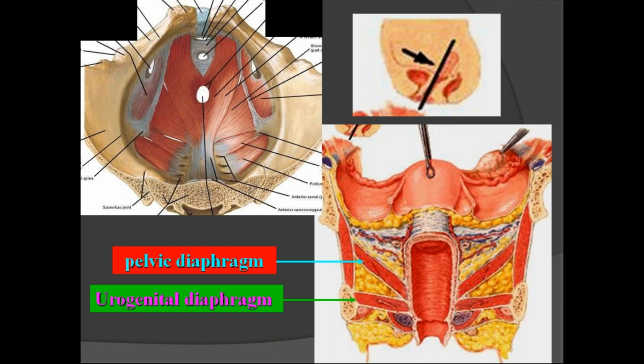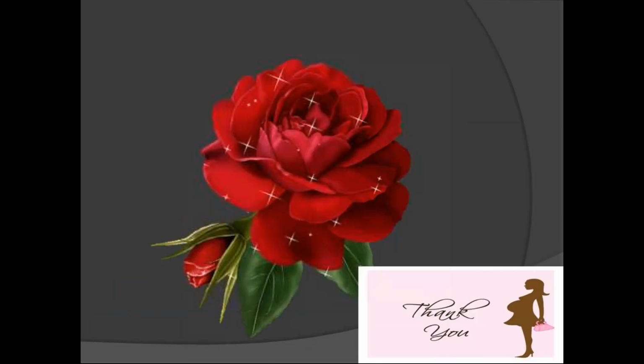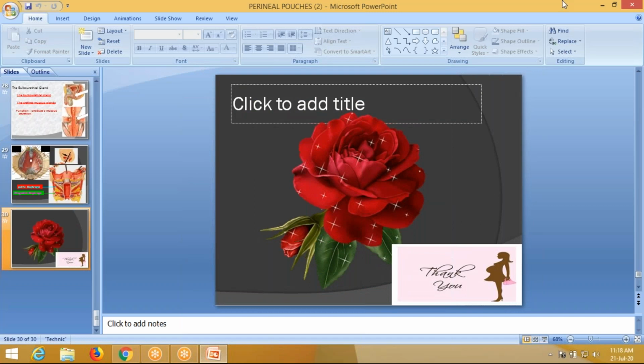So urogenital diaphragm is different and deep perineal pouch is different. Urogenital diaphragm is formed by two muscles only, sphincter urethrae and deep transverse perineae. If asked for urogenital diaphragm, write about two muscles, namely sphincter urethrae and deep transverse perineae. If asked for deep perineal pouch, write about boundaries and contents. So that's about the perineal pouches.